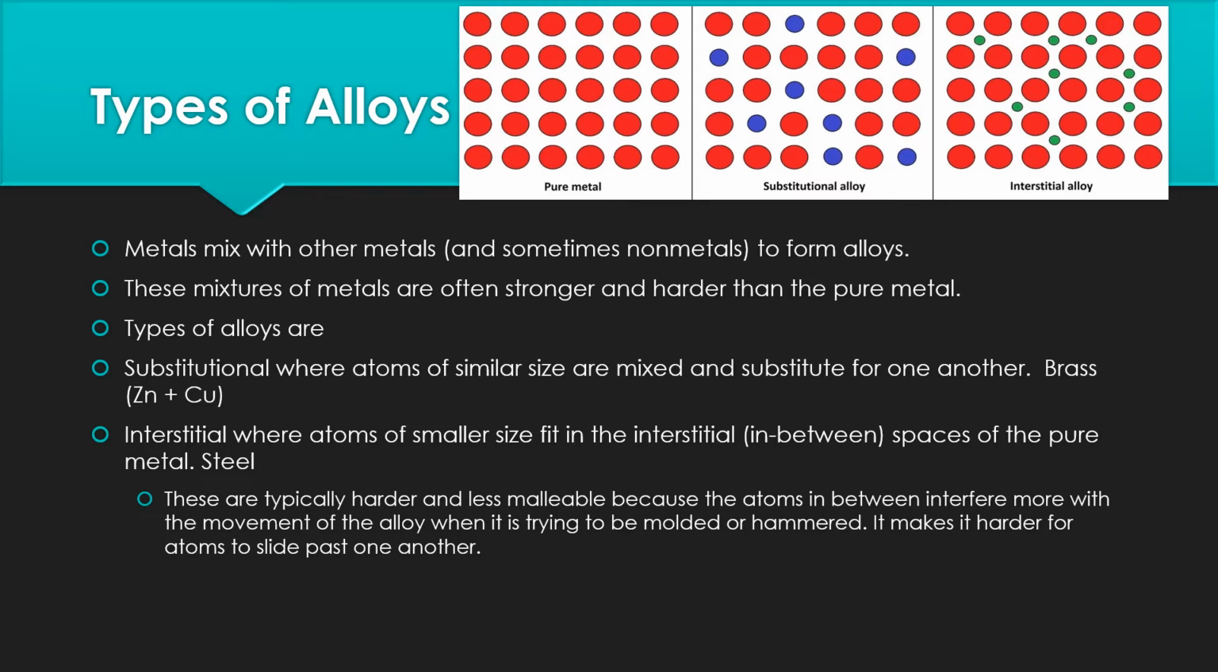So we get a stronger substance. And there's multiple kinds of steel. You have low density carbon steel, and high density carbon steel, and those can have different strengths to the substance. These alloys are typically harder, less malleable, because the atoms in between interfere more with the movement of the alloy when it's trying to be molded or hammered, and it makes it harder for the atoms to slide past one another. So we get these stronger substances.